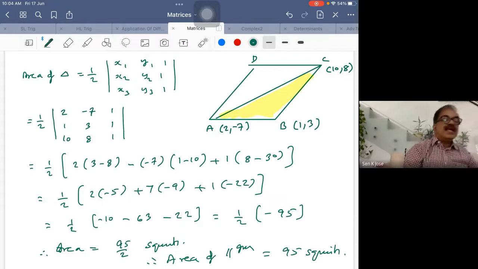Or in the beginning itself, I could skip the half and write the formula, right? If it is a parallelogram, just skip the half in the formula, that's it. Everybody is okay? So if it is a parallelogram, you find the area of the triangle and double it.